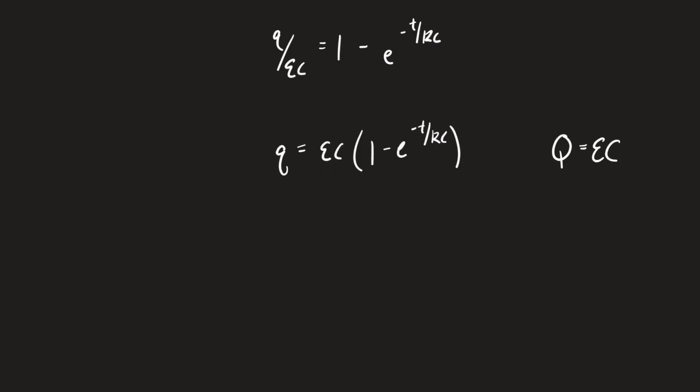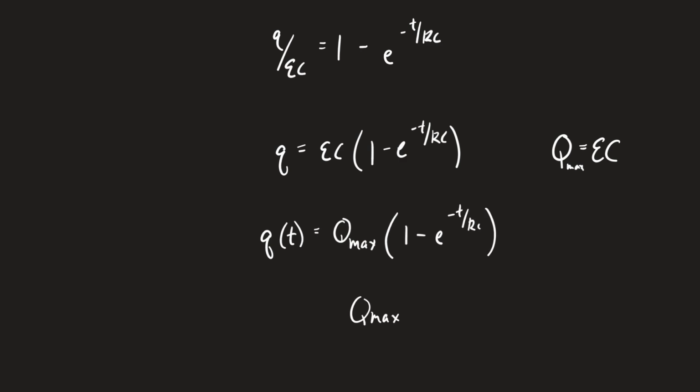This represents the full charge on the capacitor, right? Maybe a max might be nice to put there to recognize this would be the full charge on the capacitor. So Q as a function of t equals Q max times 1 minus e to the negative t over RC, where Q max is your voltage supply times your capacitance.